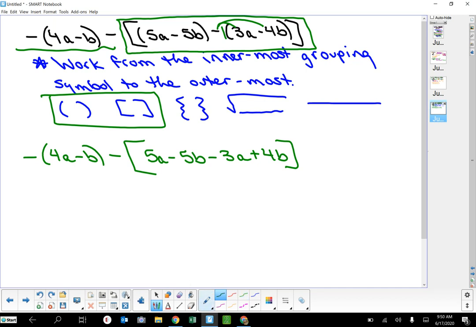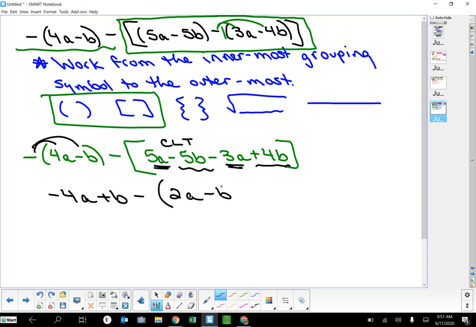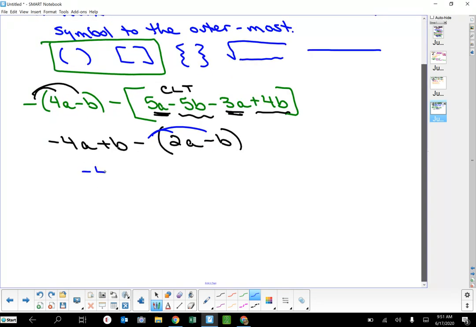In the next step, I'm going to do a couple of things. I'm going to distribute the negative, and then I'm going to combine like terms inside here. So I have a -4a plus a b minus 5a minus 3a is 2a. -5b plus 4b is -1b. And now I can distribute my negative here. So I have -4a plus b minus 2a plus a b.